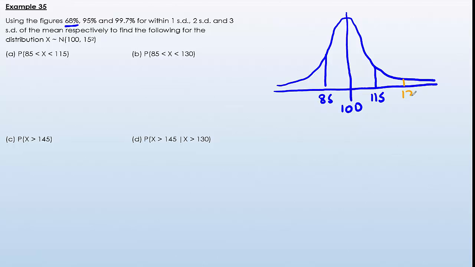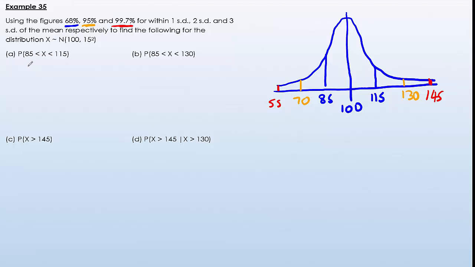2 standard deviations would be 130, and 15 less than this, which is 70. So 95% between the 2 yellow markers. And then 15 away from that is 55, 15 on to that's 145. So we have 99.7% between the red markers.